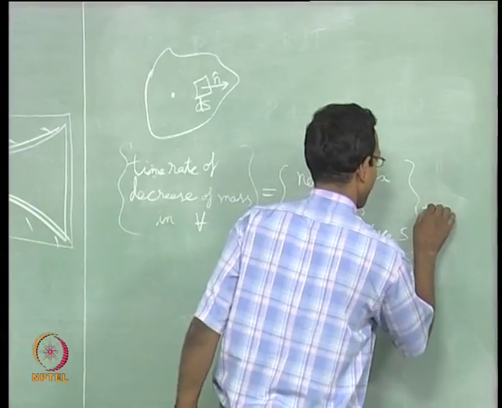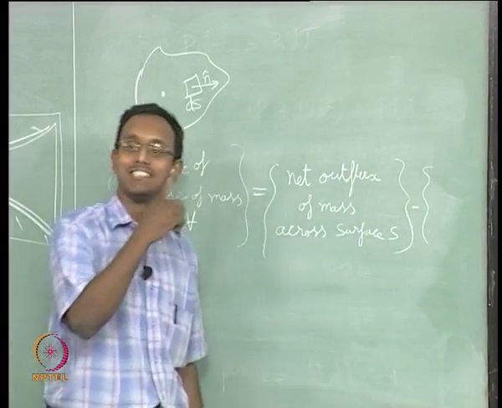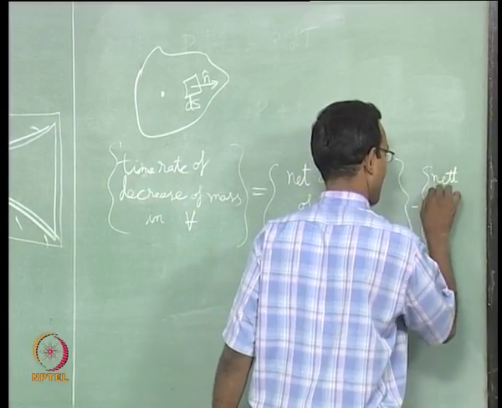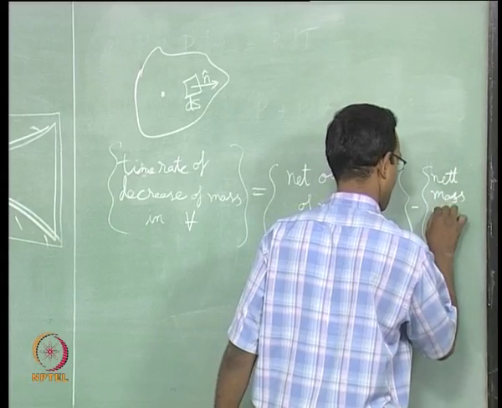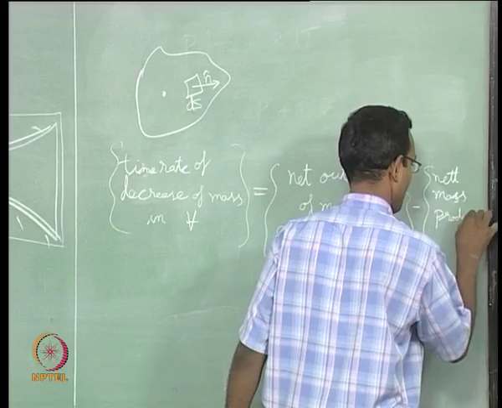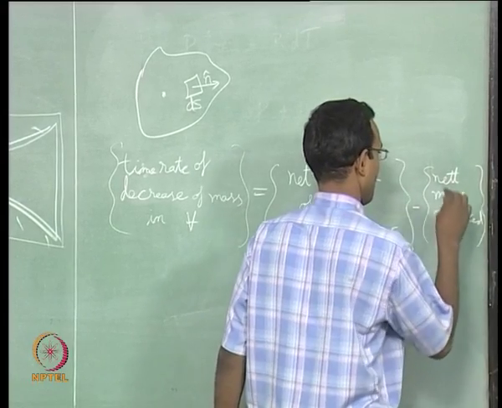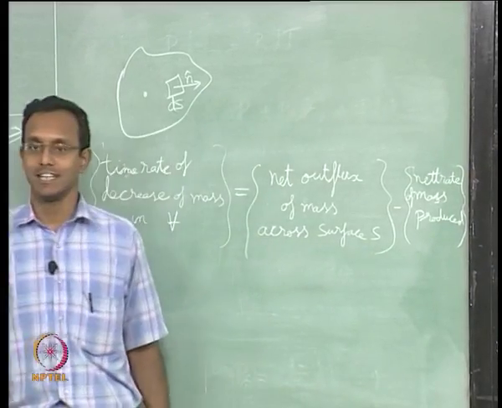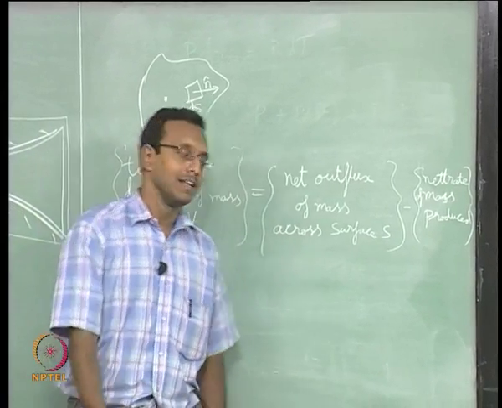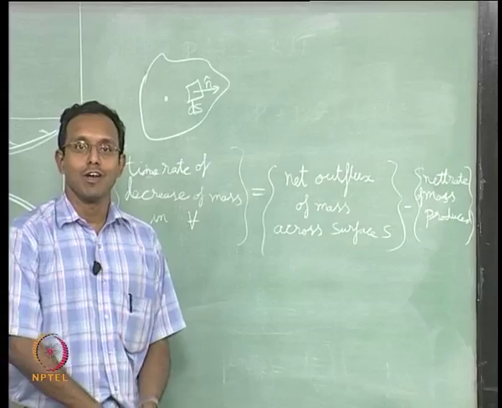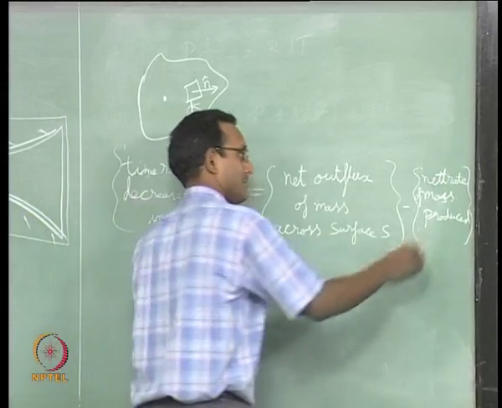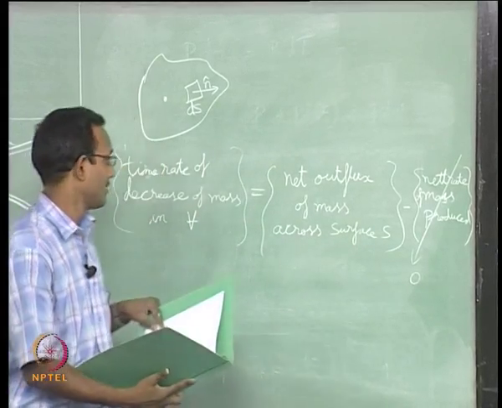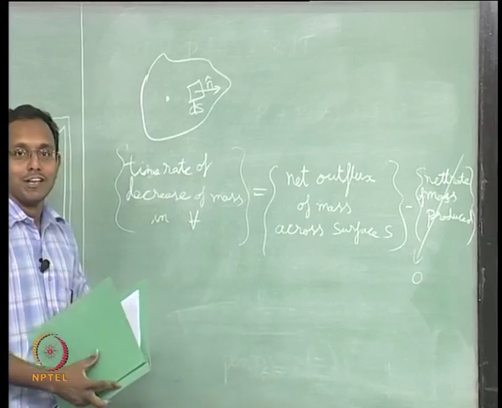I will keep this just in case somebody wants to work in astrophysics, and then I will say it is 0 soon. I will write minus the net rate of mass produced inside the control volume. In case somebody wants to think about it this way, for our practical problems in gas dynamics, this is always 0. So, we will set it to 0.